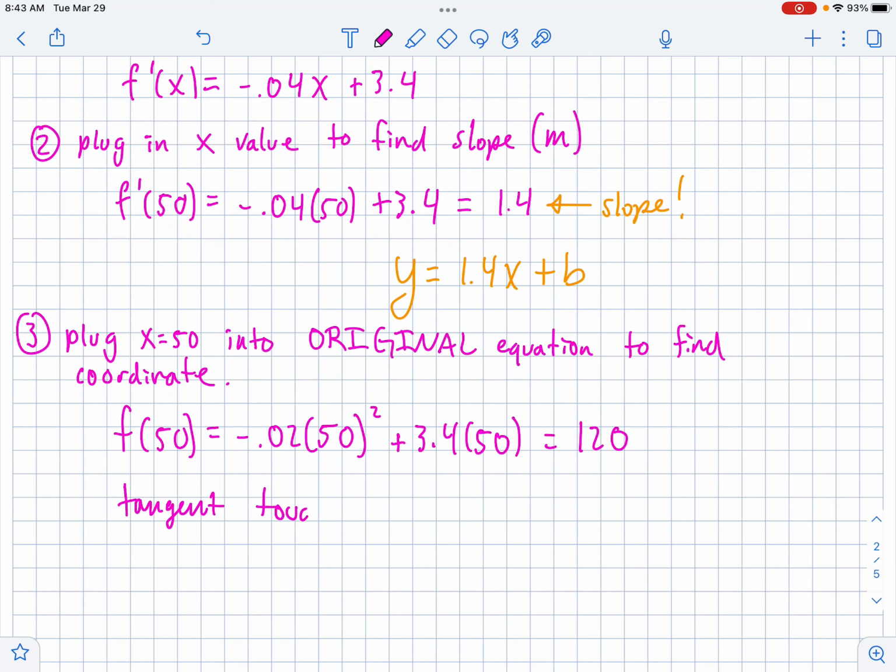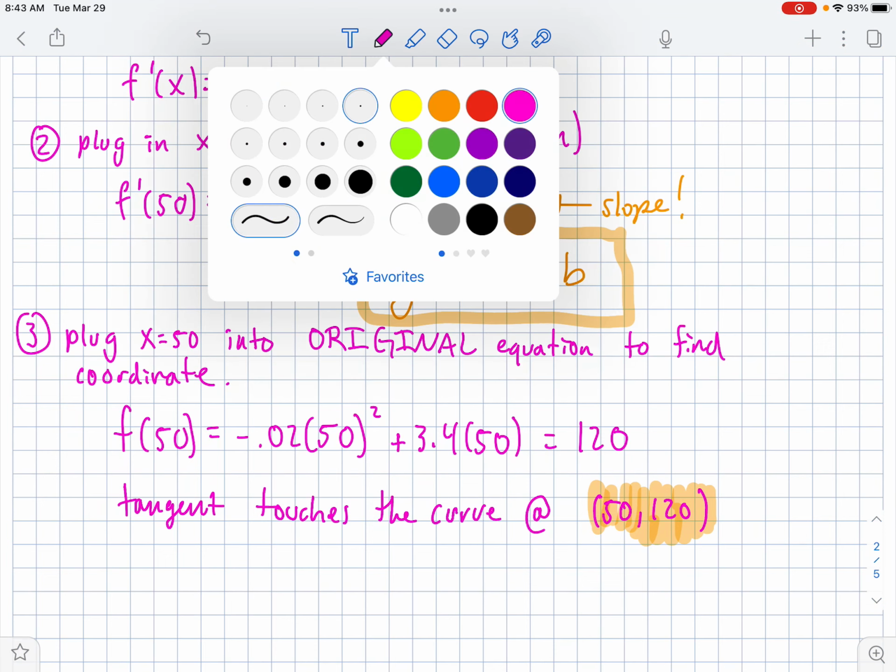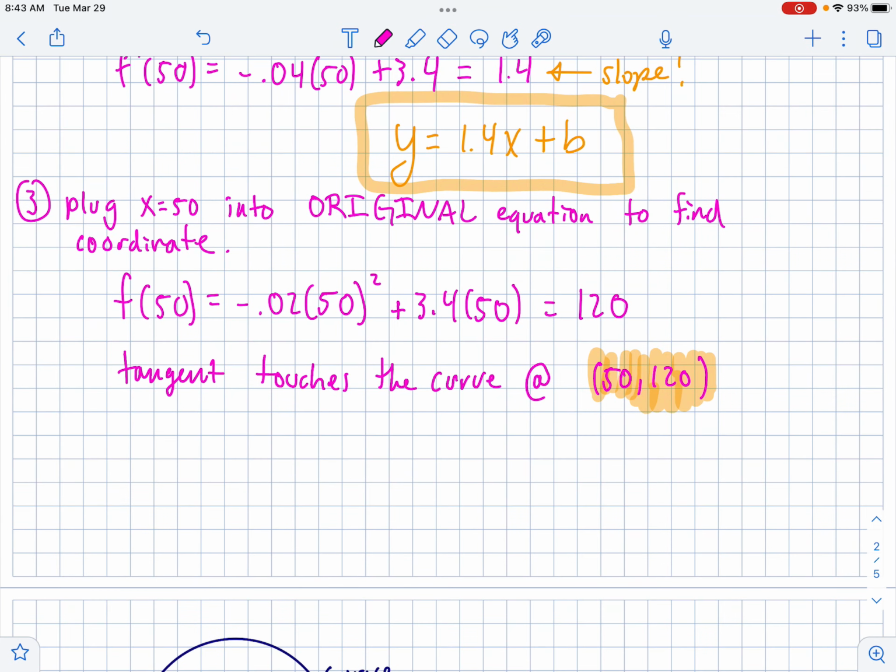So what this means is that the tangent touches the curve at 50, 120. Now, we're going to take that coordinate because that is also the coordinate that the tangent touches. So we need to plug that into the tangent to be able to figure out what the b value is.